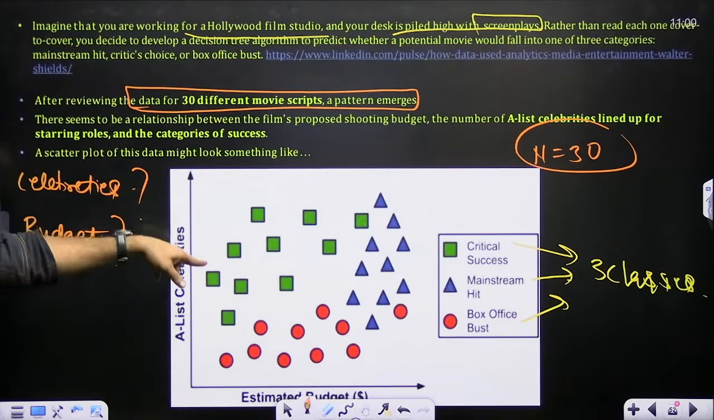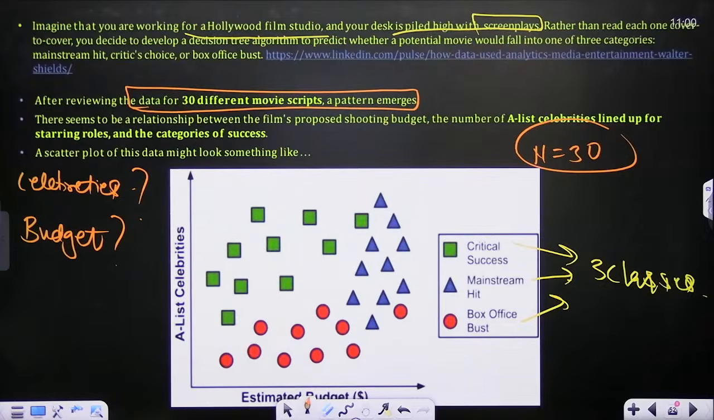So how many celebrities were there along with the estimated budget? I want to make a scatter plot between the A-list celebrities and estimated budget. Now what I would do is try to homogenize the nodes, or the classes.